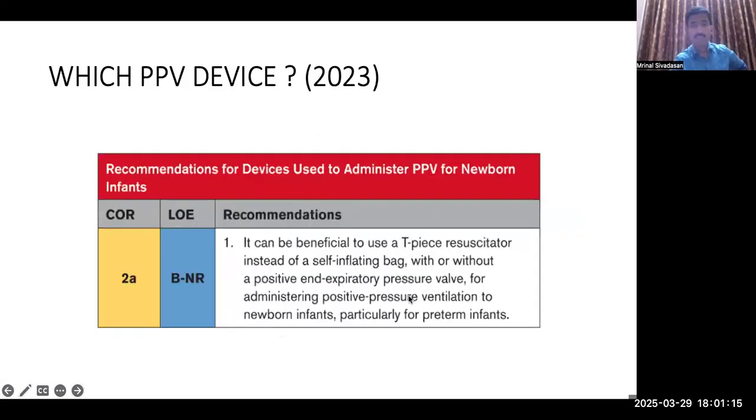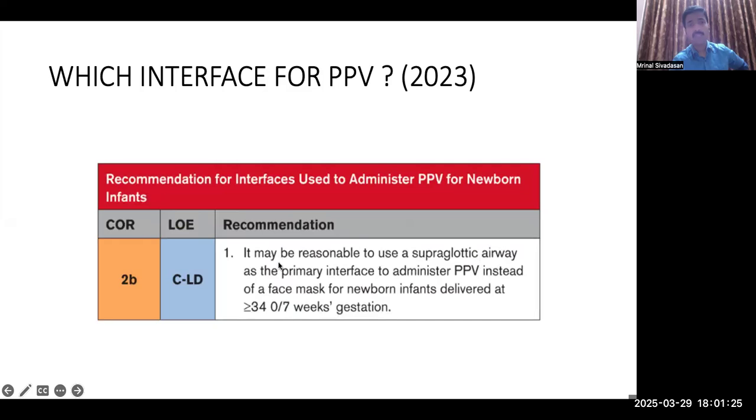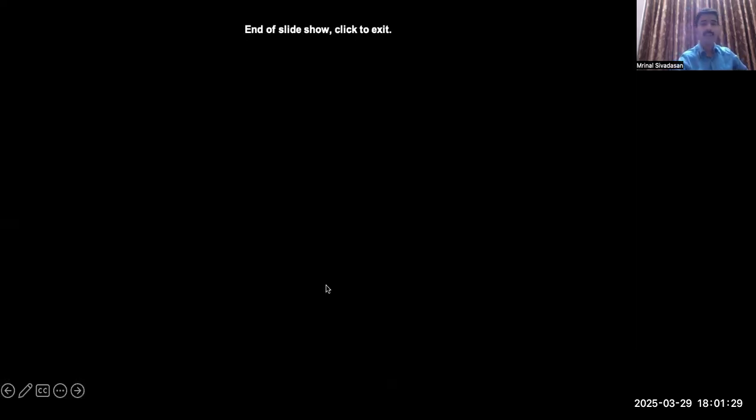And for positive pressure ventilation, use a T-piece resuscitator instead of a self-inflating bag for newborn babies, particularly for preterm babies. And as the positive pressure ventilation interface, it may be reasonable to use a supraglottic airway or LMA.